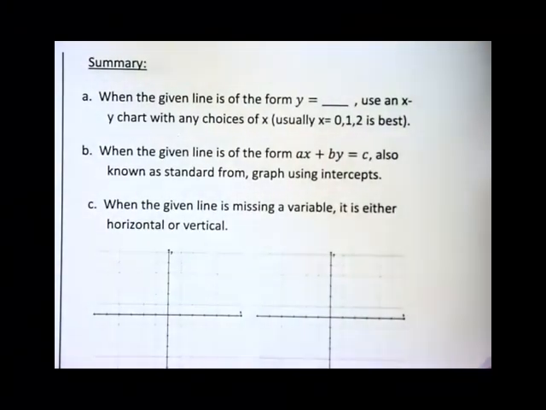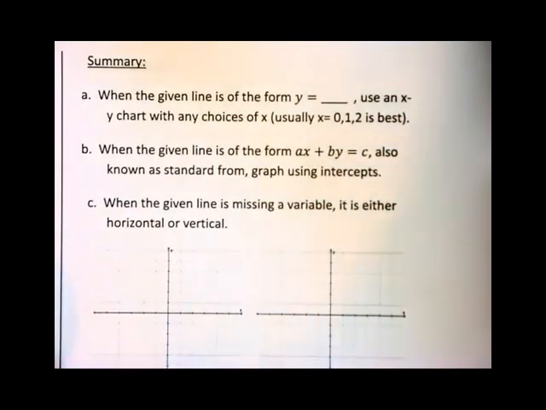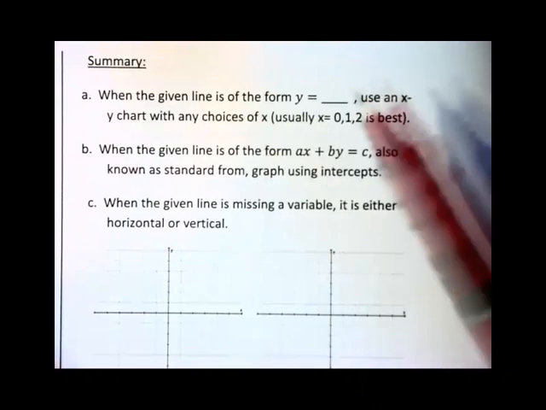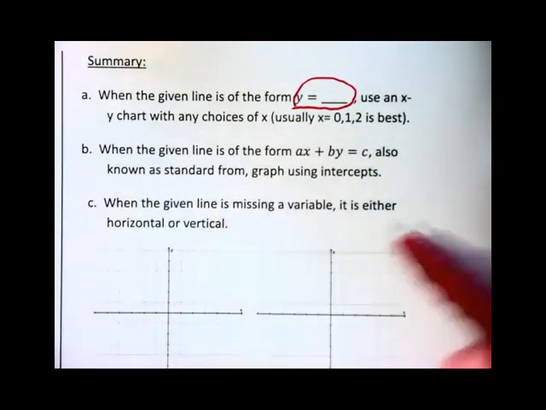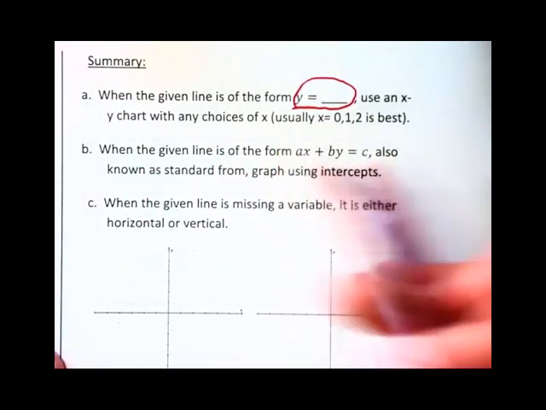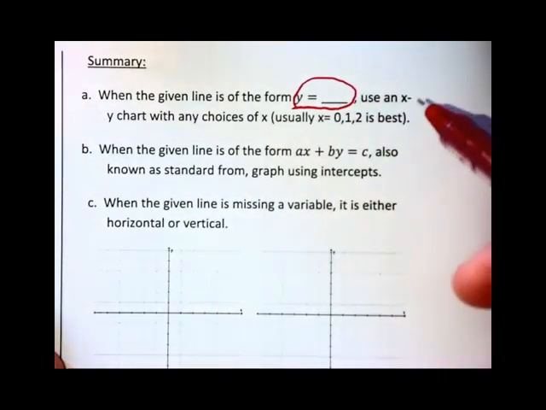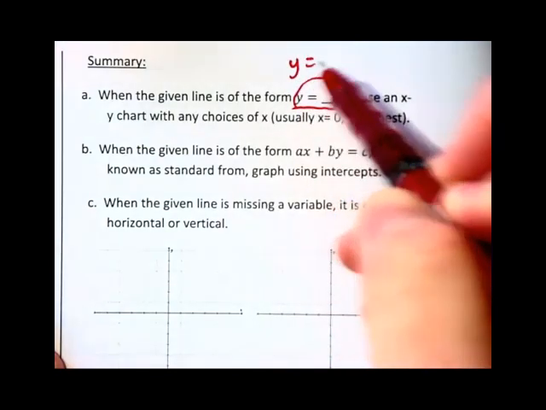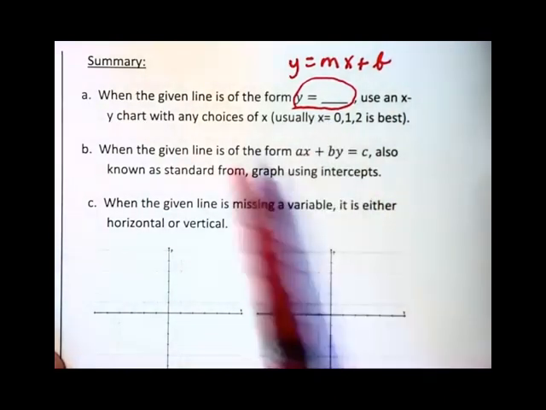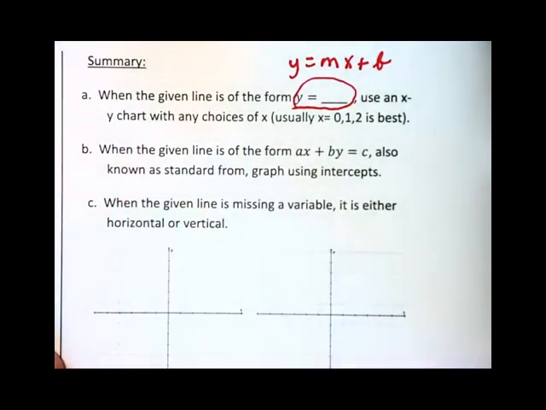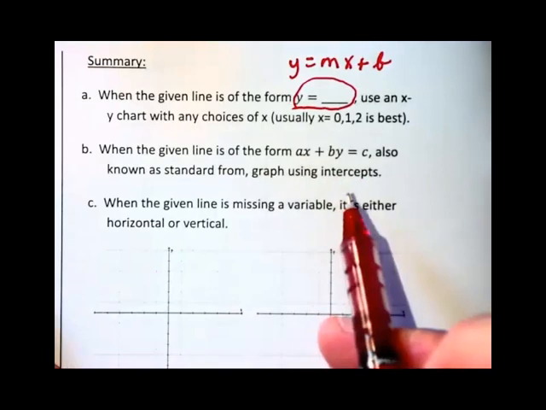I personally like to categorize my equations and graph things in different ways based upon the form the line is given to me. When it's in this y equals form, we're going to use the XY chart with any choices of x. Now later on we're going to change that. I won't use the y equals xy chart method. Later on we're going to use something known as y equals mx plus b, which is the slope-intercept form of a line. But for now we're going to say use the xy chart. When the line is in this standard form, graph using intercepts.